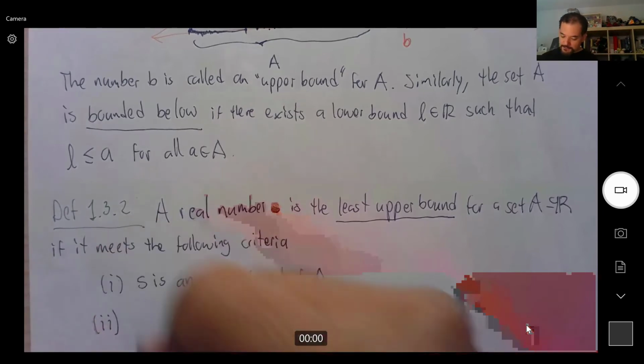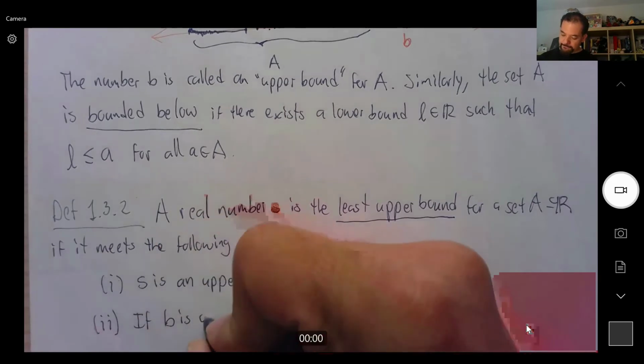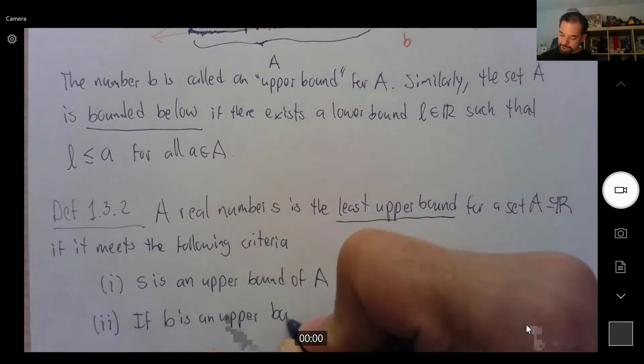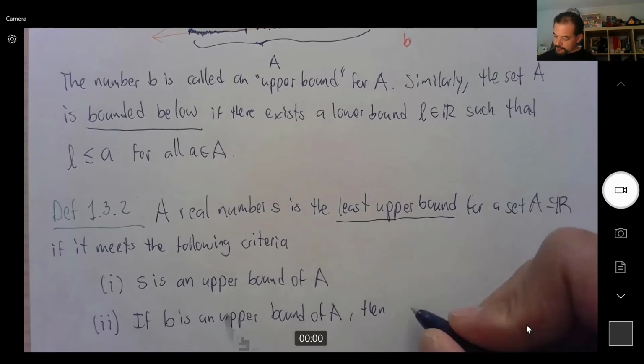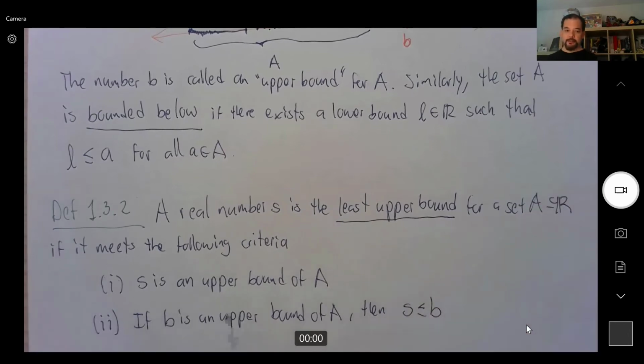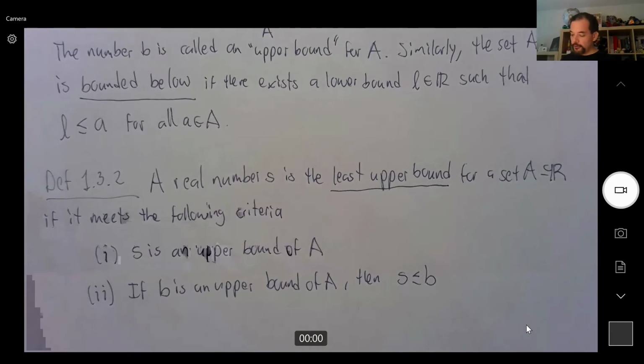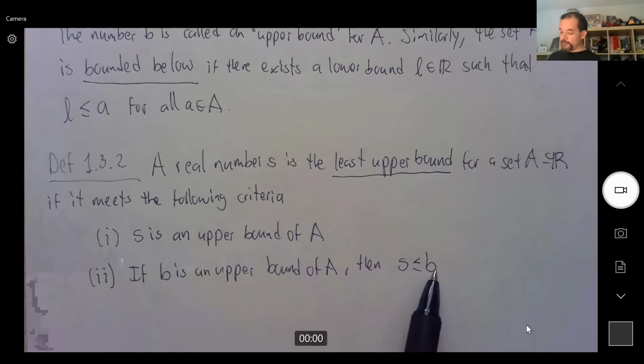And two, if B is an upper bound, then S is smaller than or equal to B. Makes sense, right? So in other words, this is a different way of saying it. This second property is telling us that S is the smallest of all the upper bounds, right? S is the minimum of all the upper bounds. The smallest of all of them. In this sense, if you find any other upper bound, then S has to be smaller than that.